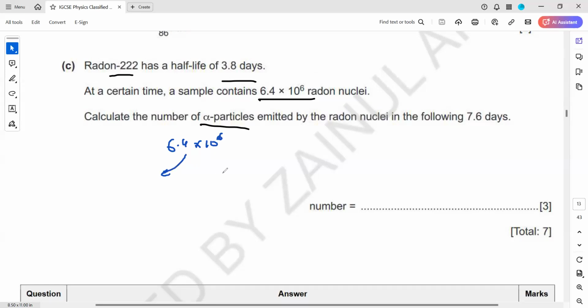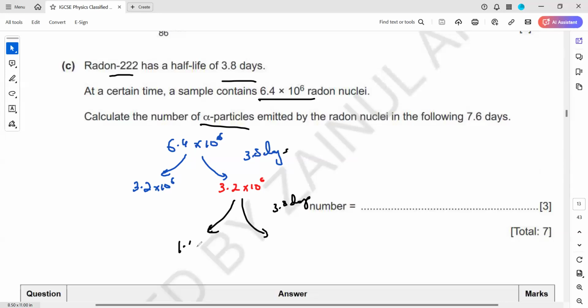After one half-life, after 3.8 days, 3.2 times 10 to the power 6 have emitted alpha particles, and 3.2 times 10 to the power 6 are still unstable. Then, because we want to reach 7.6 days, another 3.8 days. So after another 3.8 days, it will be 1.6 times 10 to the power 6 and 1.6 times 10 to the power 6.